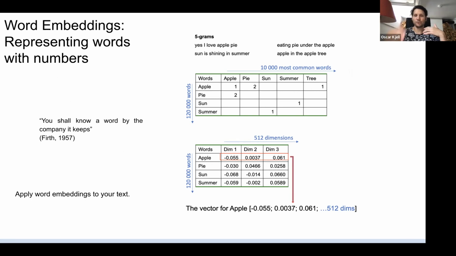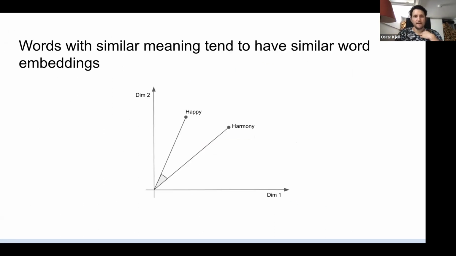And then we can start to use these. So here, for example, if we just think of 2 dimensions, we can plot out words such as happy, and then we can take a word such as harmony, and we can see how similar they are positioned within this 2-dimensional space.